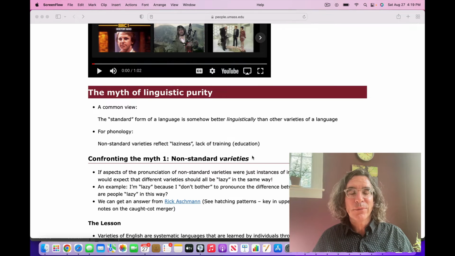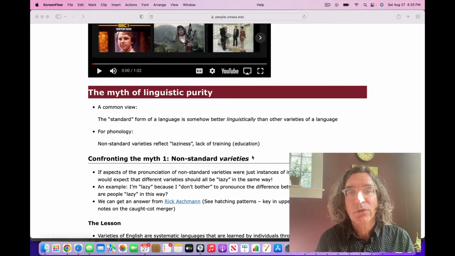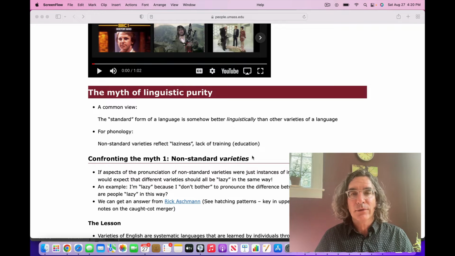For the last part of this unit, we're going to move on to what I've called the myth of linguistic purity. There's a common view, I think, that the standard form of a language, standard in scare quotes, the mainstream variety of a language, is somehow better linguistically, structurally, than other varieties. And for phonology, someone might say that non-standard, non-mainstream varieties reflect a sort of laziness of pronunciation or lack of training or education.